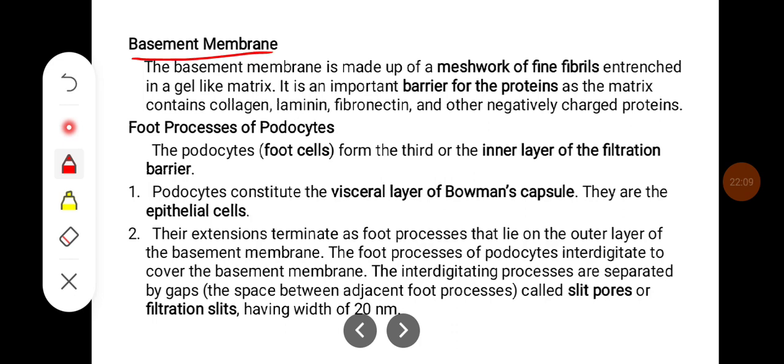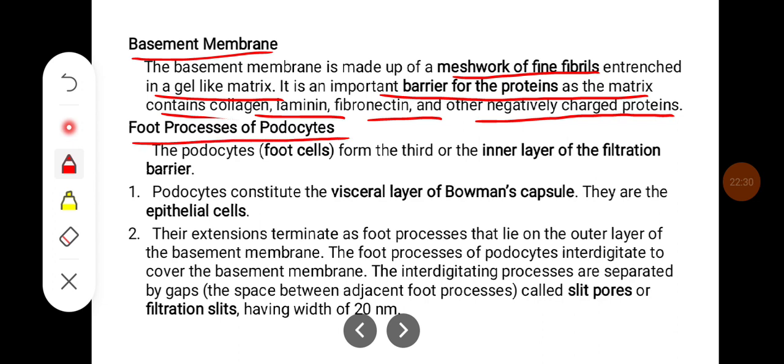Basement membrane. The basement membrane is made up of a mesh work of fine fibrils embedded in a gel-like matrix. It is an important barrier for proteins as the matrix contains collagen, laminin, fibronectin, and other negatively charged proteins.